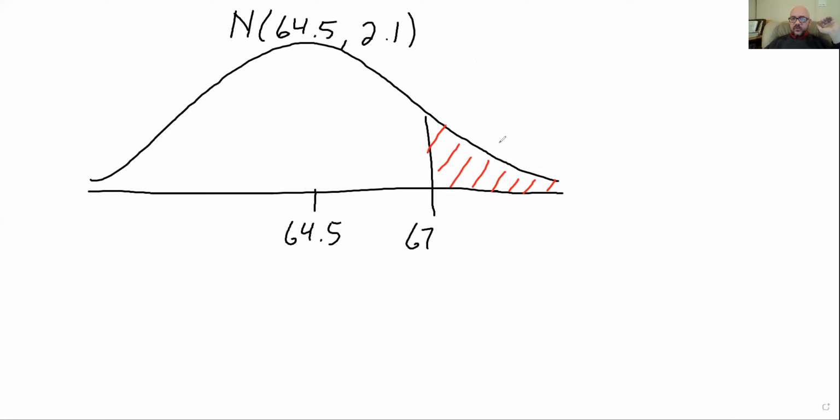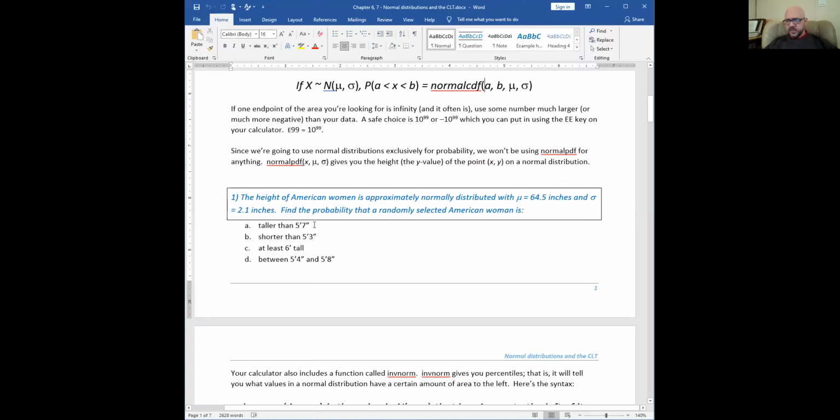And so what you're finding is, okay, what percentage of all of those women lie in this red area? That's what NormalCDF is telling us. And it said that 11.69% of women fall in this area. So that means that we think that about 11.69% of American women are taller than 5'7". That's it. So we do the same thing for shorter than 5'3".